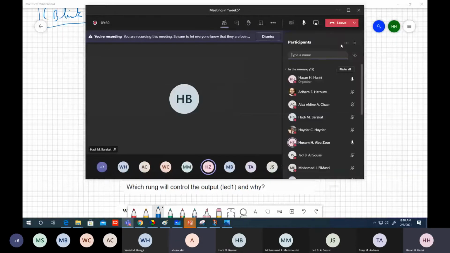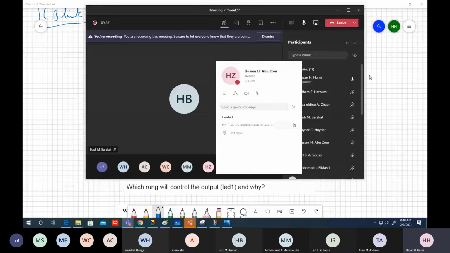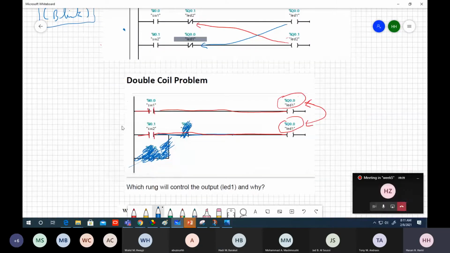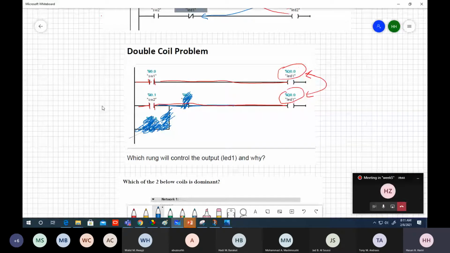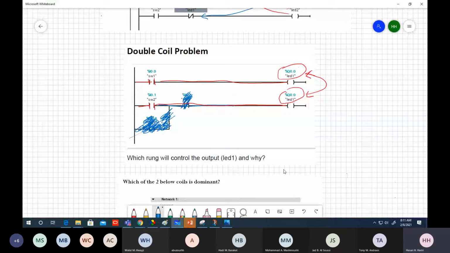Switch 1 will have more priority than switch 2. Okay. Hussam said rank 1 has more priority than rank 2, switch 1. Does everybody agree with Hussam, or do you have a different opinion?